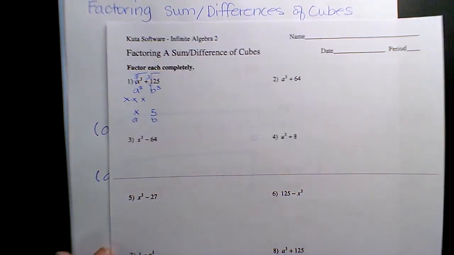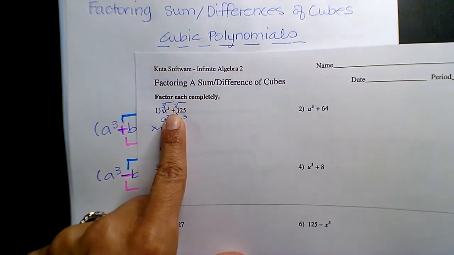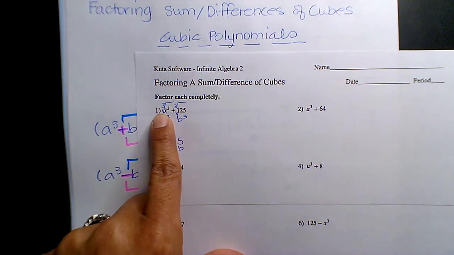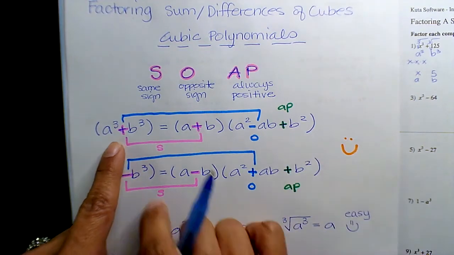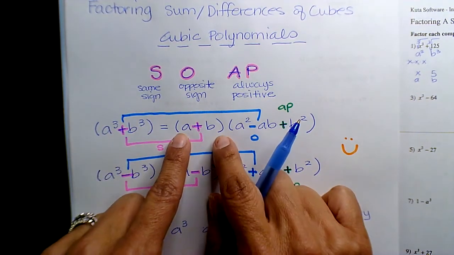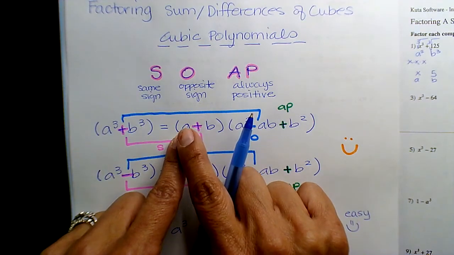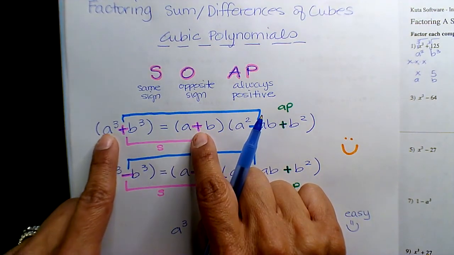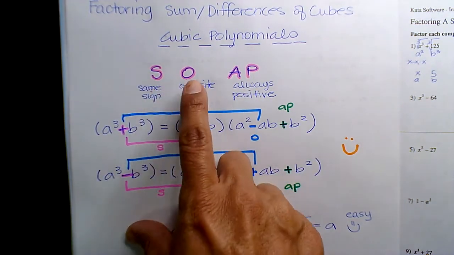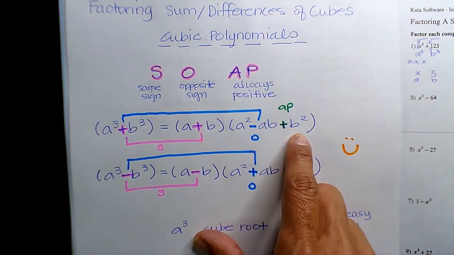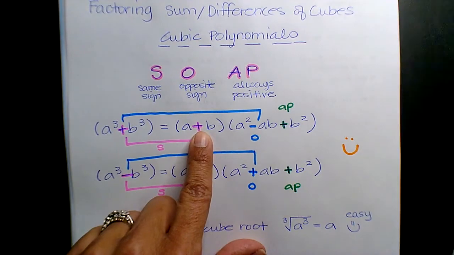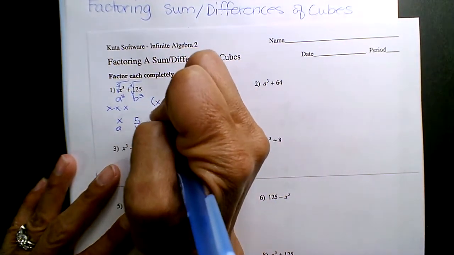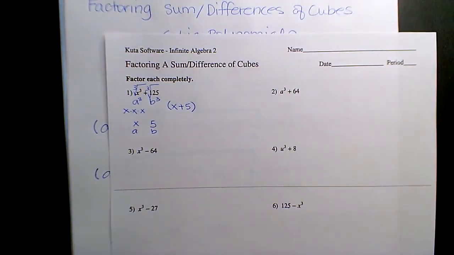Okay, so now what happens? I have a plus sign in the middle. I have a positive between the a cubed and the b cubed. So I'm looking at this top form. If it's a cubed plus b cubed, the linear binomial is going to be a plus b because it's going to have the same sign. That's what SOAP is. S is the same sign, O is the opposite sign. The third is always positive. That's the AP. Okay, so if I have a positive, I know my linear binomial is x plus 5. Because it's a plus b.